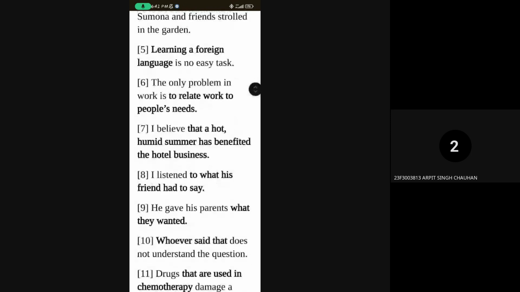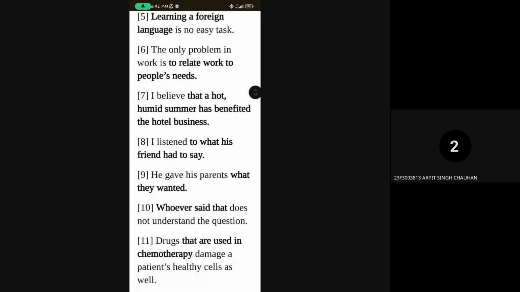Okay. So fifth one we did. Sixth one: The only problem in work is to relate work to people's needs. The only problem in work is to relate work to people's needs.